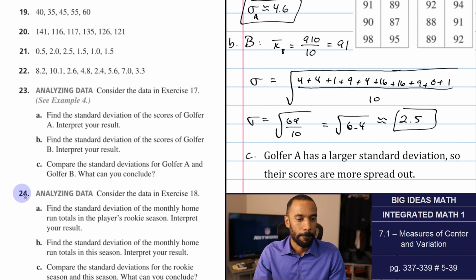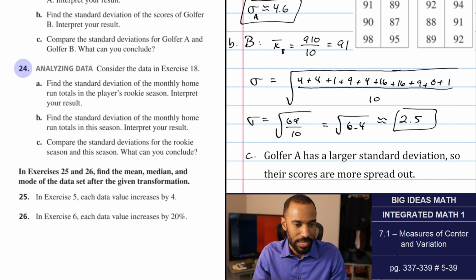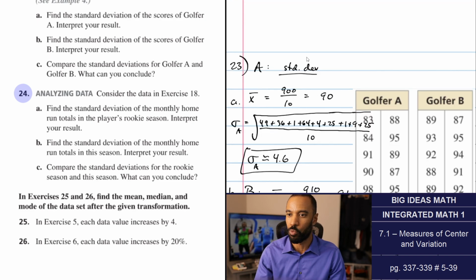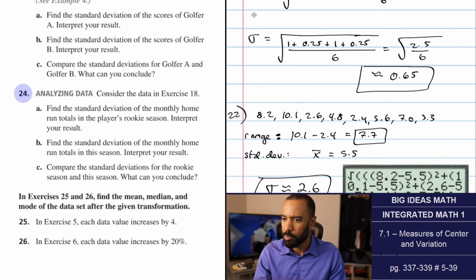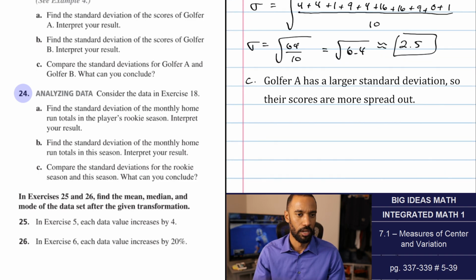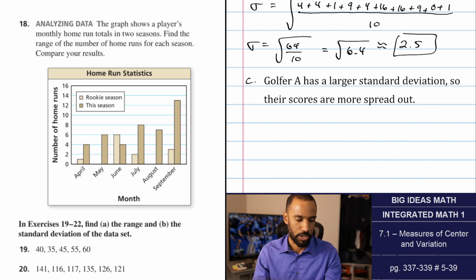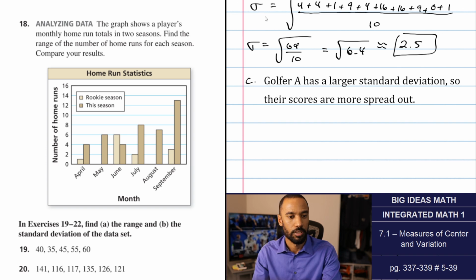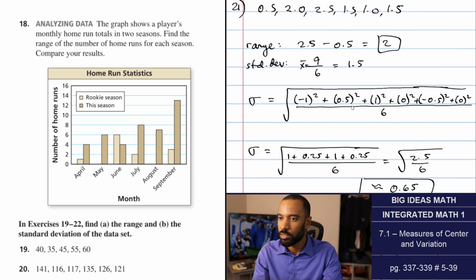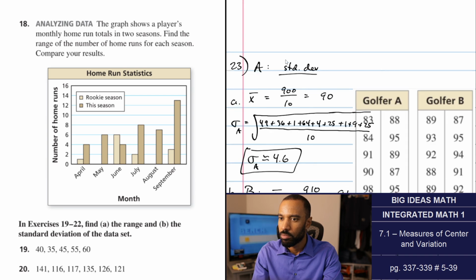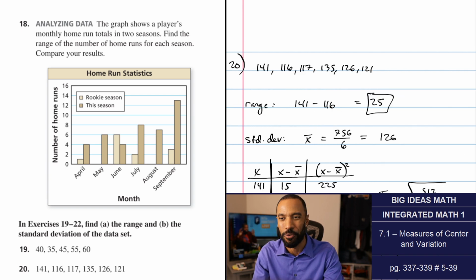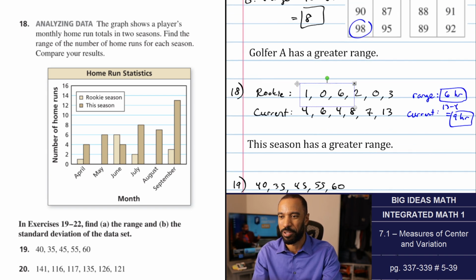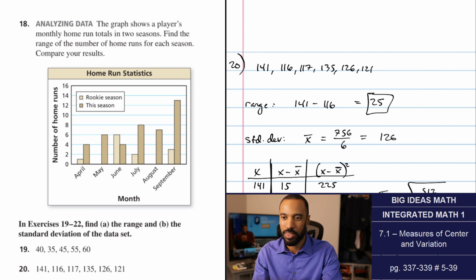The number 24. Consider the data in exercise 18. We're going to do the same stuff as we did before. This is the rookie. This is the baseball stuff. I got to get the image. Give me 1 second. Oh, it's at the top of the page here. Oh, you know what? I wrote down the numbers. Oh, number 18. I was looking for 24. Let's find number 24. All right, so here are the numbers.